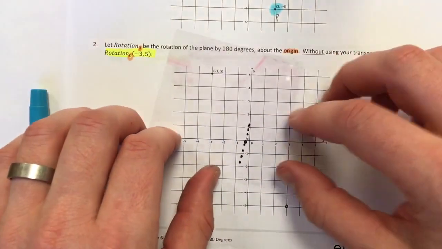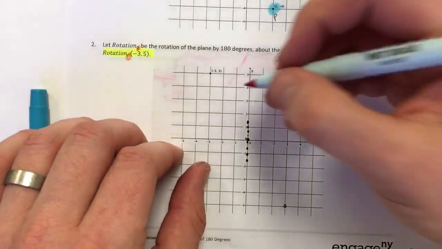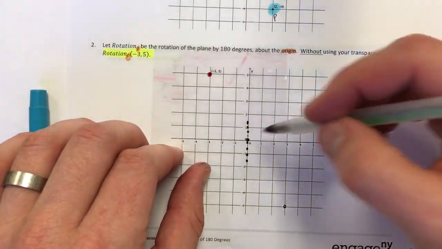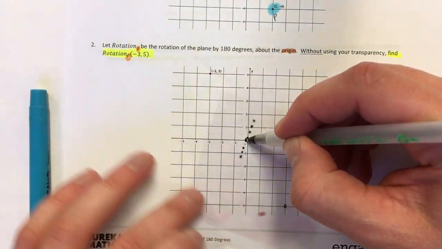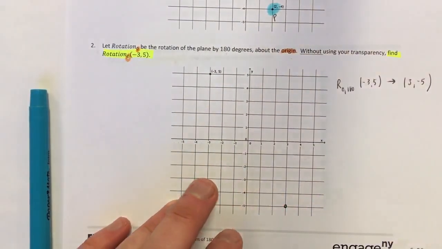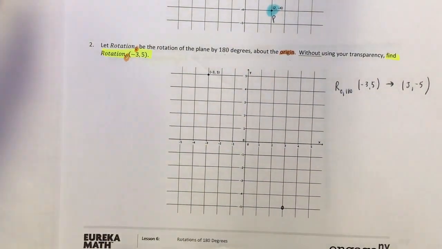So we'll take it, put this on the origin, put this on 3, -5, and rotate it about the origin. And I see it does line up exactly where I had predicted. So I'm sort of solidifying my understanding that when I rotate 180 degrees around the origin, I negate each value, x and y.